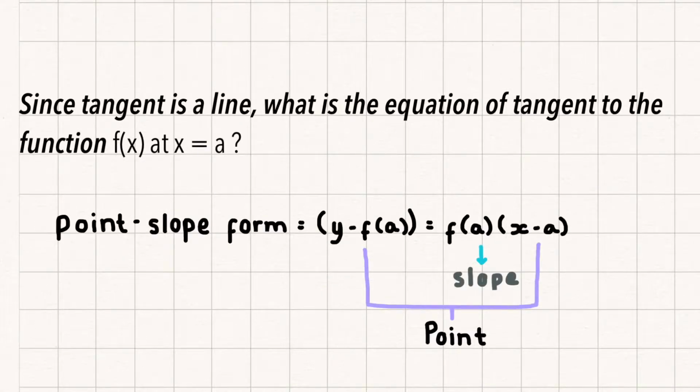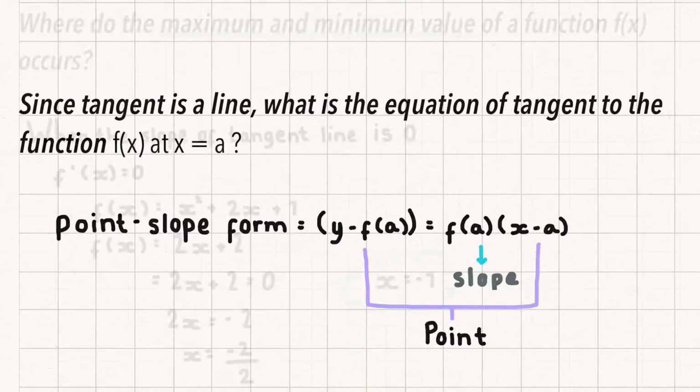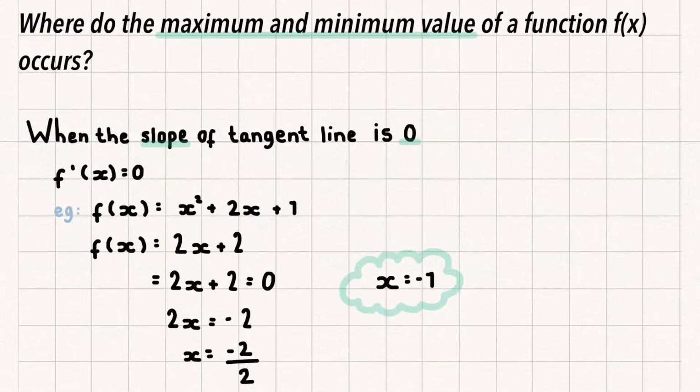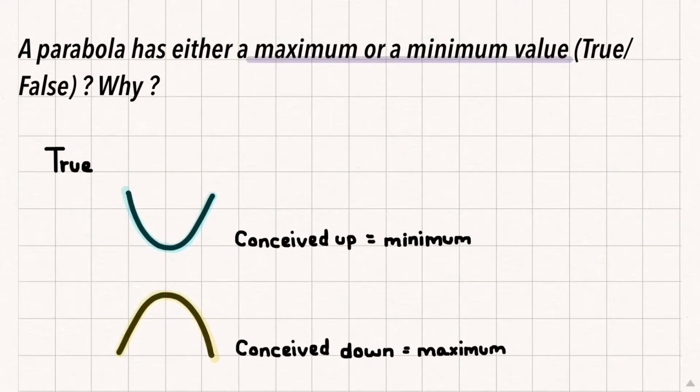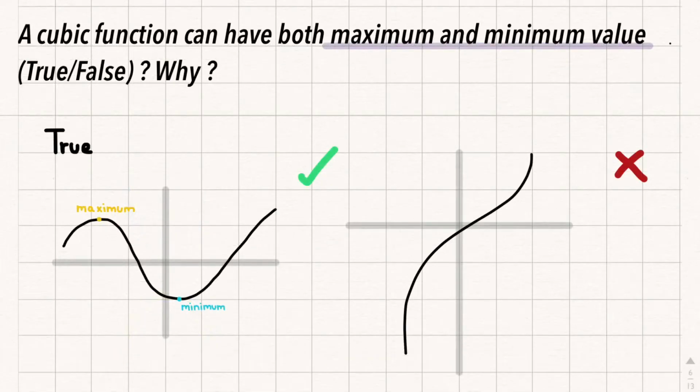The equation of a tangent line to the function f(x) at x equals a can be given with the formula point-slope form. The maximum and the minimum value of a function occurs when the slope of the tangent line is equal to 0. A parabola can have either a maximum or a minimum value. If the parabola is concave up, then it will have a minimum value, but if the parabola is concave down, then it will have a maximum value. A cubic function can have both a maximum and a minimum value, but just in the case shown in the picture.